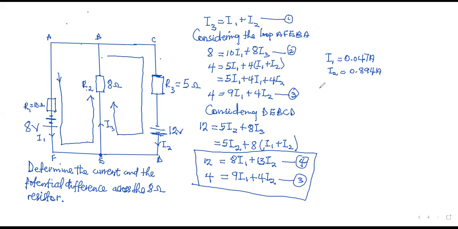Did you get the same thing? Yes, please. Did you get the same thing? Okay. So once we have I1 and I2, we can find I3. And I3 is the sum of I1 and I2. Do that for me.